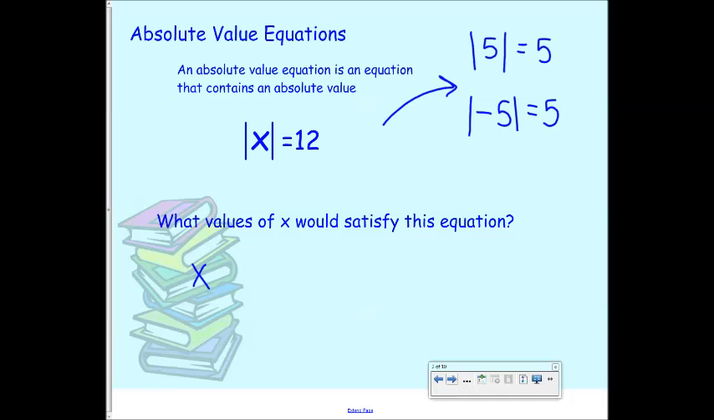So x could equal positive 12 or x could equal -12. Another way of writing that you might see is plus or minus 12, which is the same thing. That means positive or -12, plus or minus 12. And we know that because 12 and -12 are the two numbers that are 12 spots away from 0 on the number line.